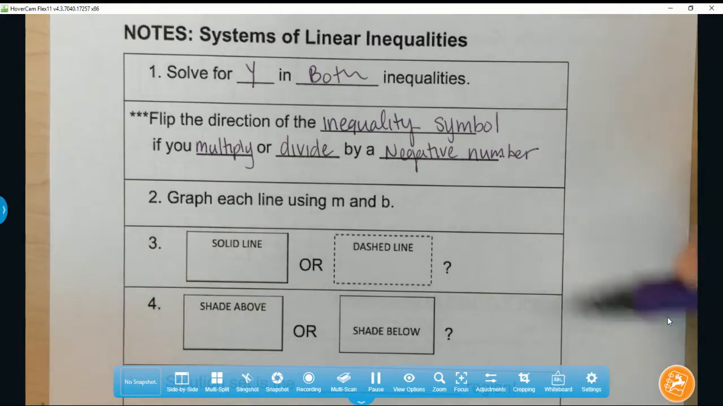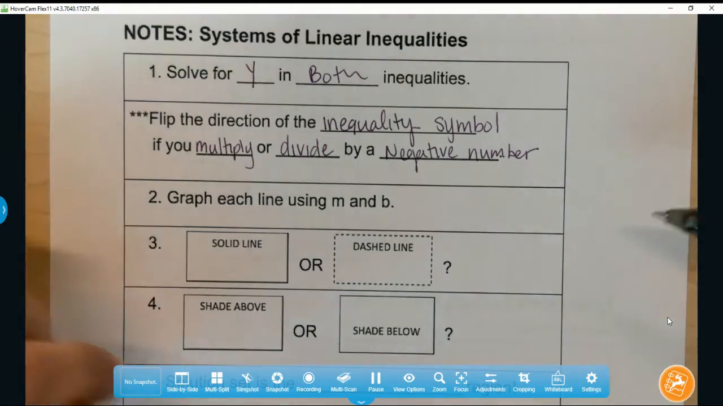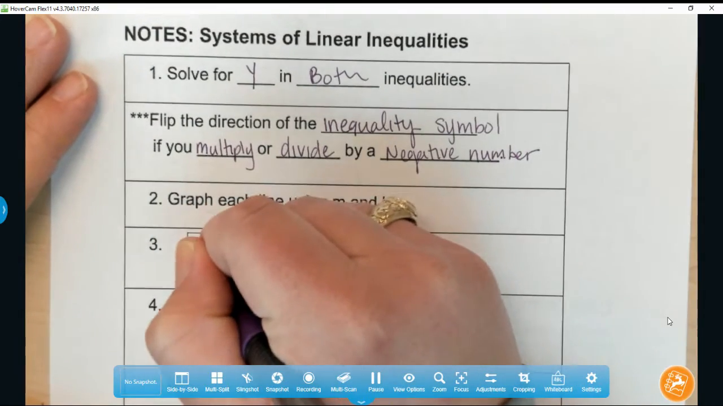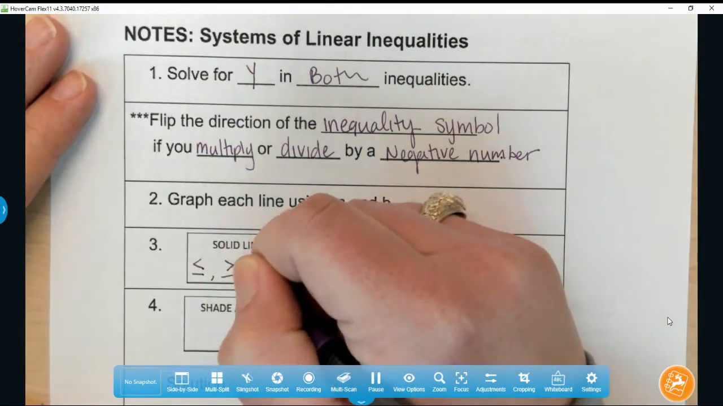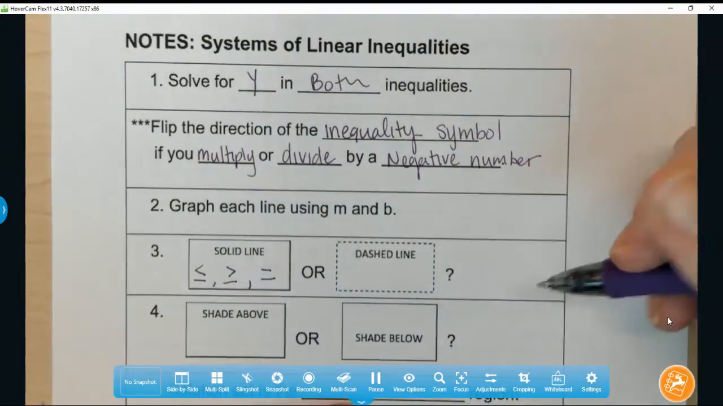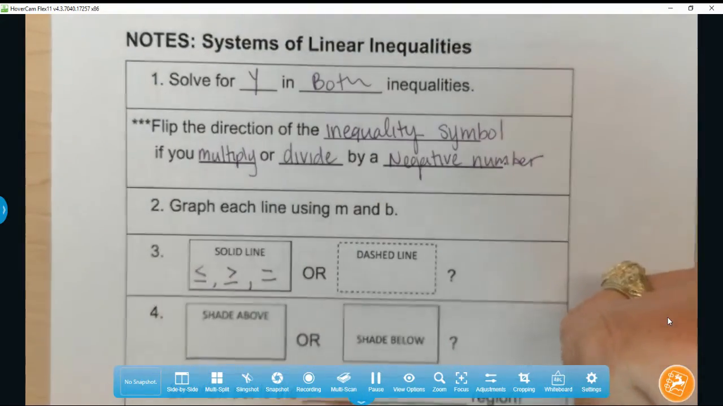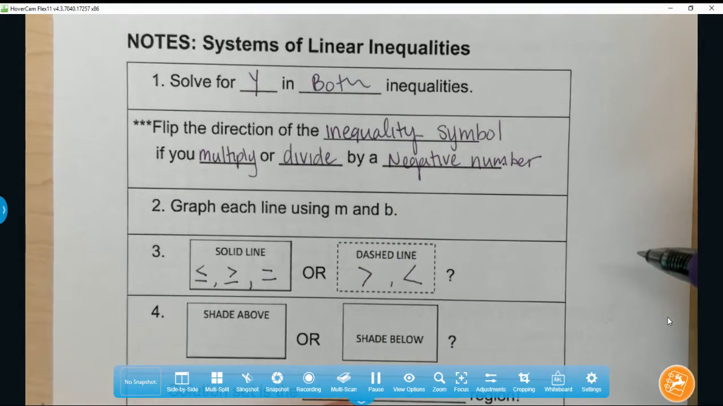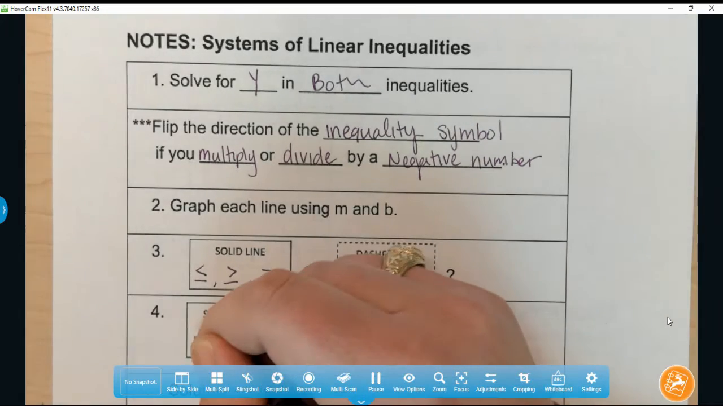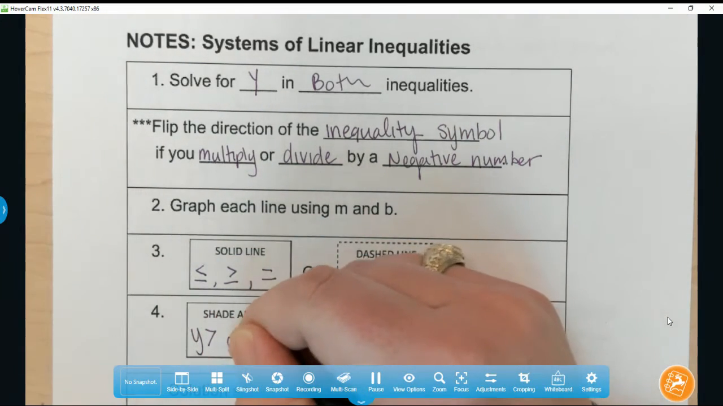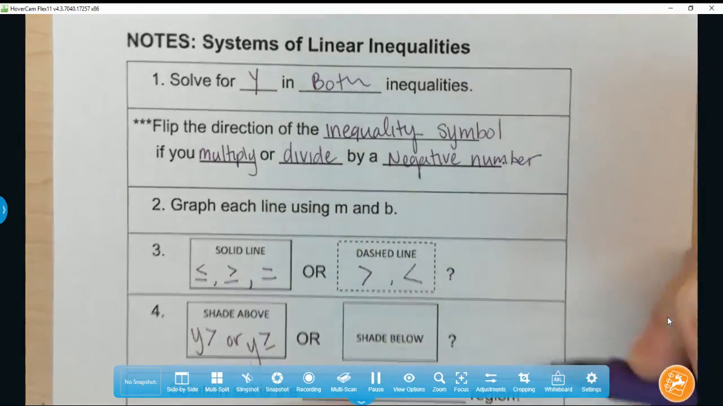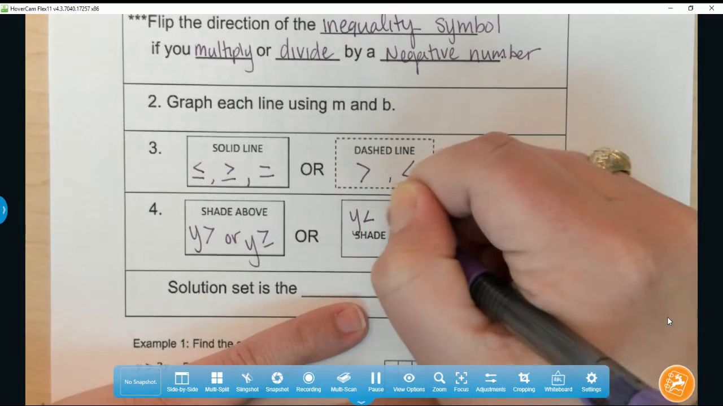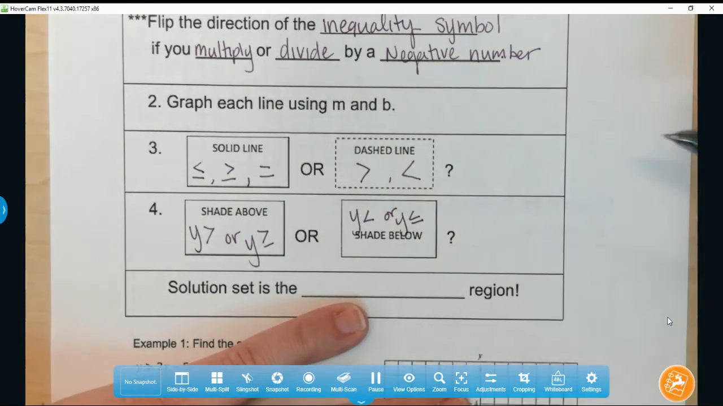We're going to graph just like we always do: plot out the y-intercept, count out the slope. You would use a solid line if it's less than or equal to, greater than or equal to, or just straight up equal to, which wouldn't be an inequality, but just FYI. A dashed line is for greater than or less than. We would shade above if we have y is greater than or y is greater than or equal to. We would shade below if we have y is less than or y is less than or equal to.